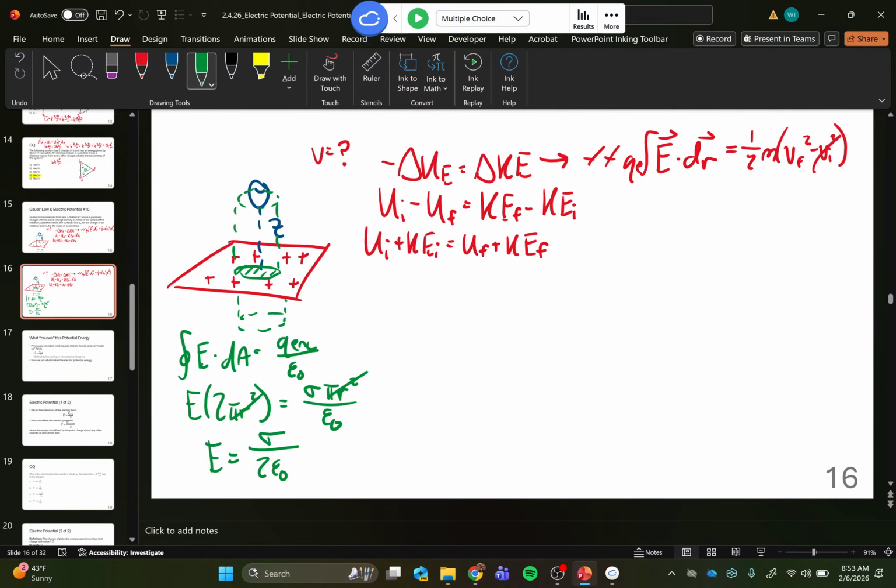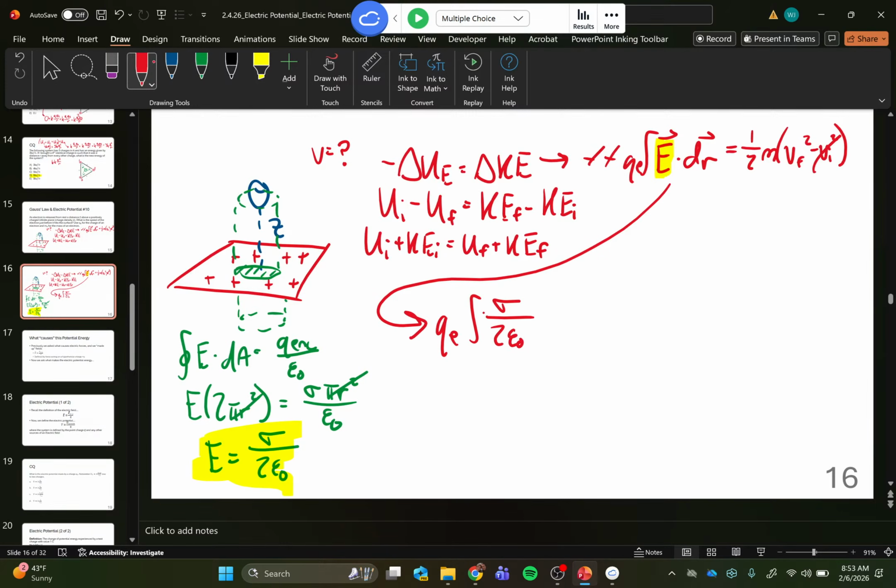And there's something really interesting about it that we talked about. Do you all see distance anywhere in this equation? No, that's going to be really nice for us when we're about to do an integral. So we're now going to take this electric field and put it down here. So we get the charge of an electron times the integral of sigma over 2 epsilon naught. Remember, this is a dot product, so it's dr magnitude times cosine theta.